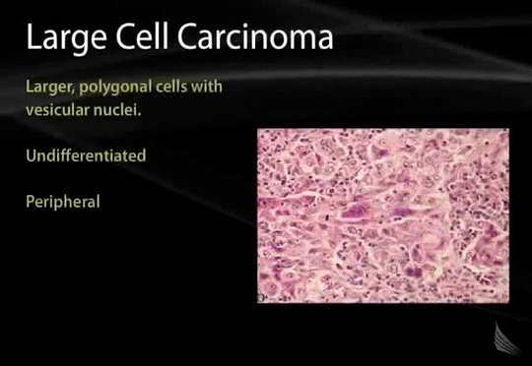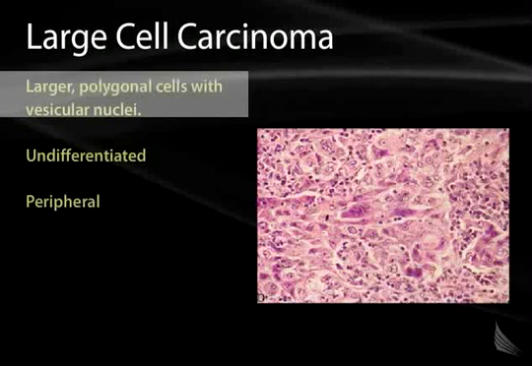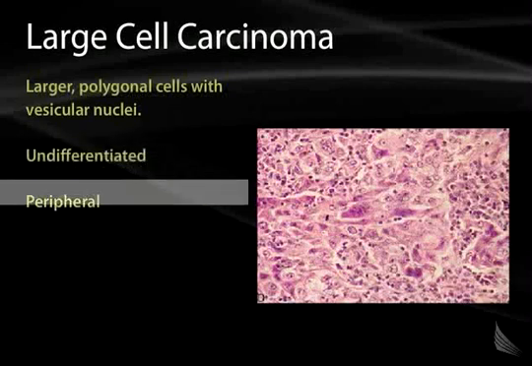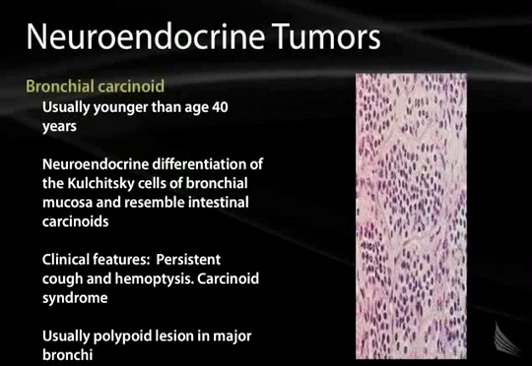Large cell carcinomas are normally large, polygonal, with vesicular nuclei, undifferentiated, and normally found in the periphery. Neuroendocrine tumors are also something that can be found in the lungs. Normally, the most common kind is carcinoid.